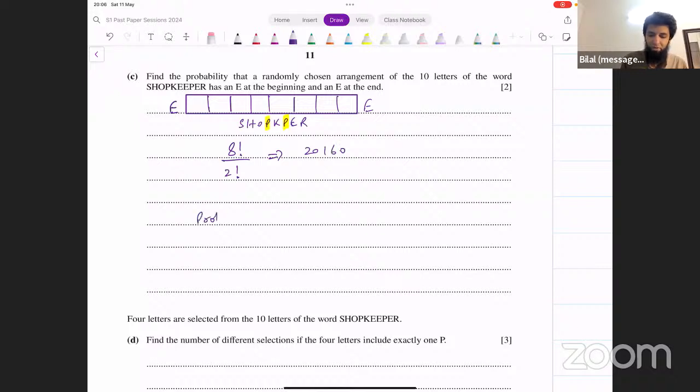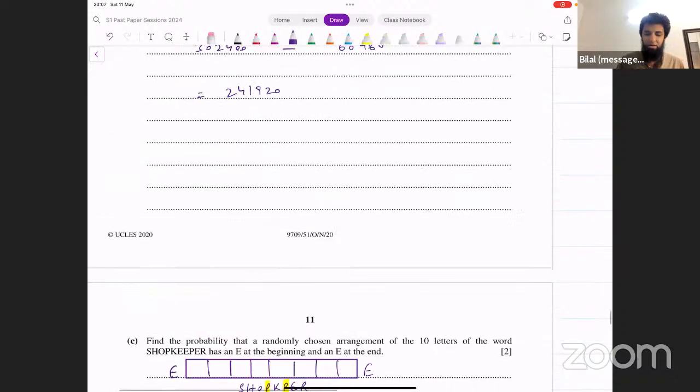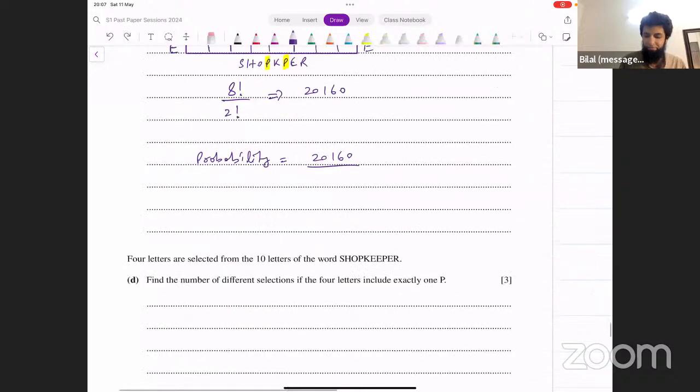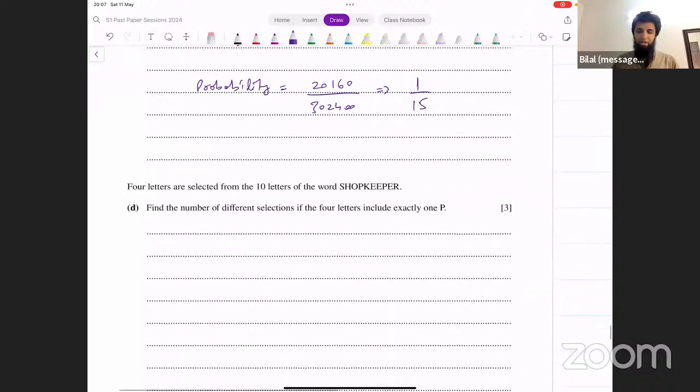What's the probability of this case? The probability of this case would just be 20160 divided by the total number of arrangements. They were 302,400. And that should give you this probability. You can see what this turns out to be: 20160 divided by 302,400. And that is giving me 1/15. And that should be the result that we get from this, 1 over 15. Okay, that's your final answer.